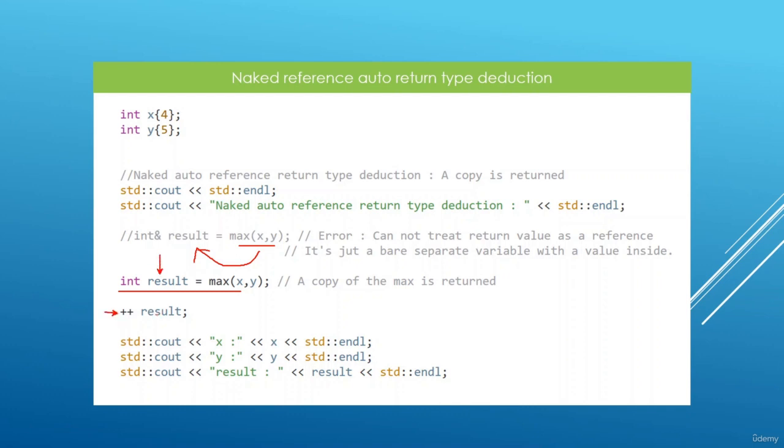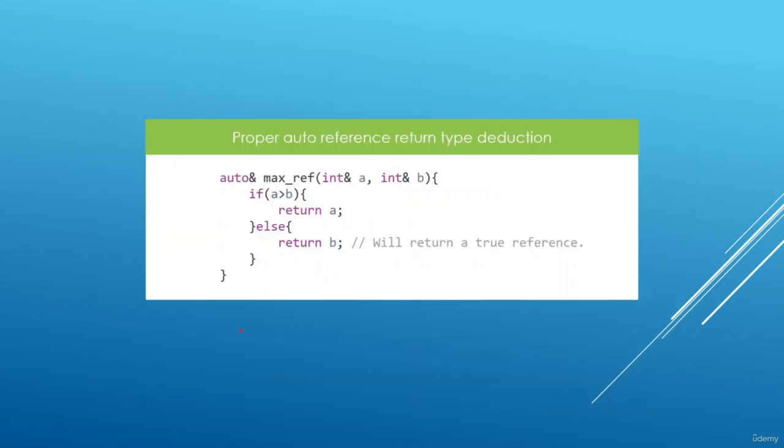If you increment your result here, for example, this is going to just affect this variable here. It's not going to affect whichever variable contains the maximum on top here between x and y. You really need to be aware of this. If you want to do proper reference deduction, you need to add an ampersand symbol in front of your auto keyword here. Now if we do this and we return a reference, this is going to be a true reference, and we can go through this reference to affect whichever variable contains the largest numbers between a and b here.